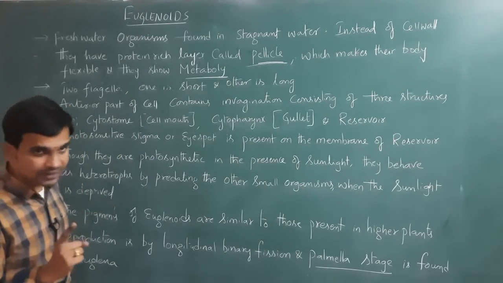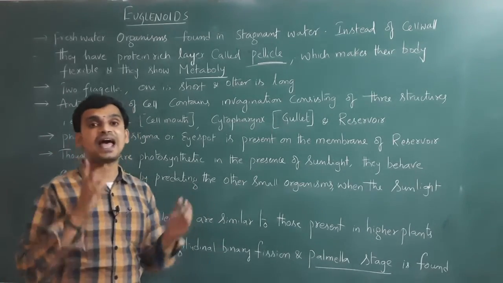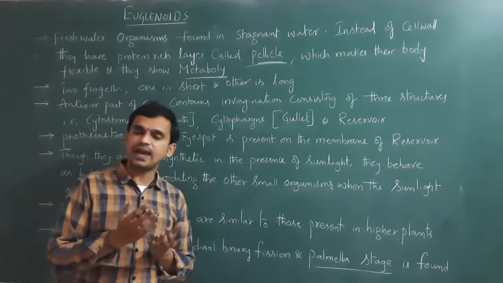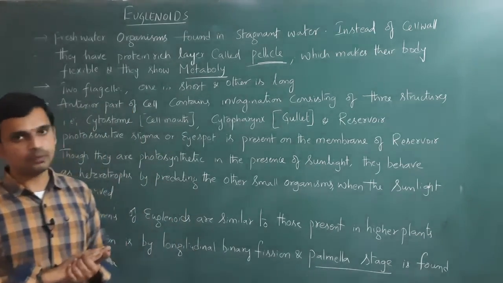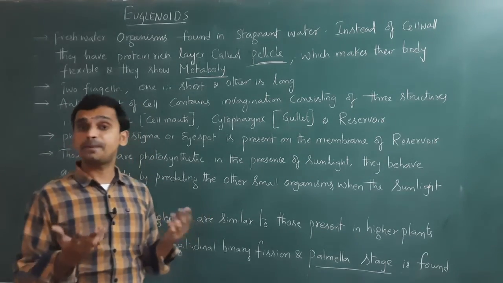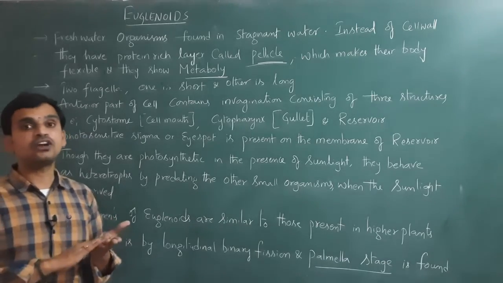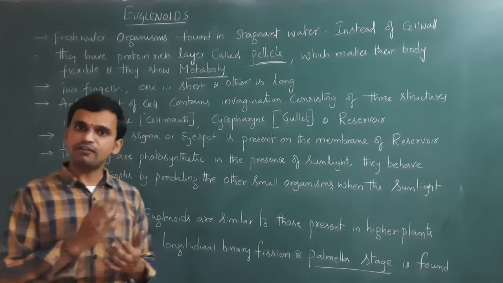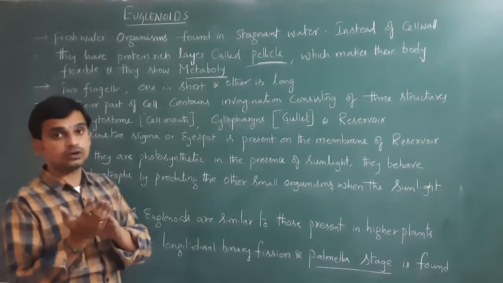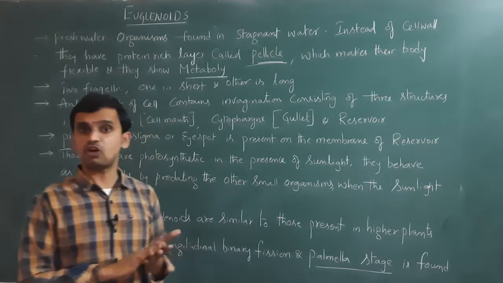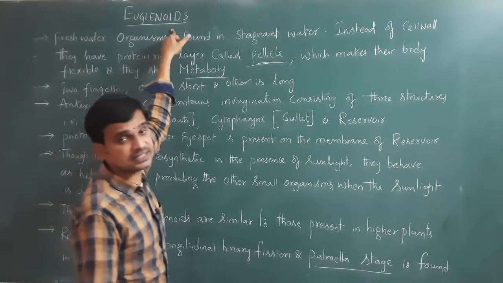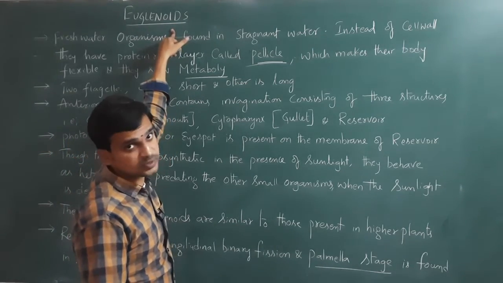Okay, you should remember one thing: euglenoids can act as both autotrophs and heterotrophs. What are autotrophs? The organisms which can synthesize their own food material are called autotrophs. Heterotrophs are the organisms that cannot prepare their own food material but depend on other organisms for their food. Normally an organism may be either autotroph or heterotroph, but not both. But euglenoids have the characteristic feature that they can act as both autotrophs and heterotrophs.